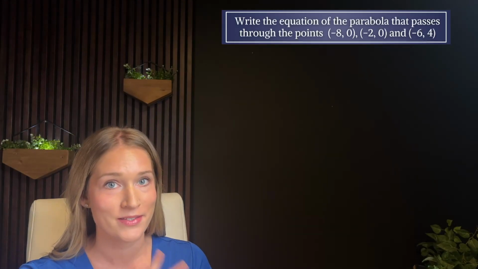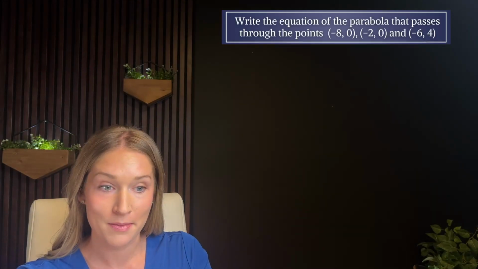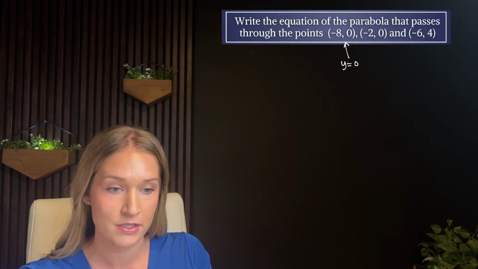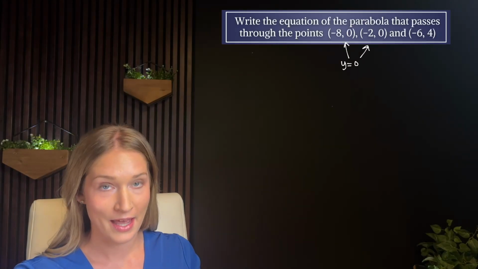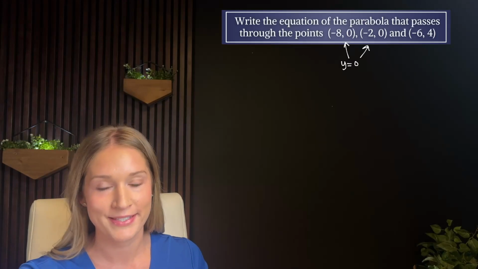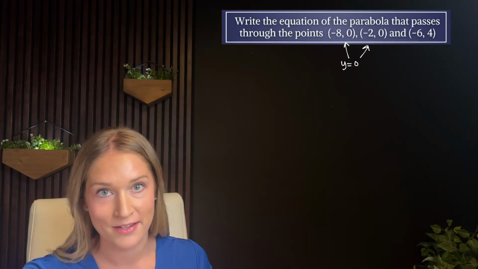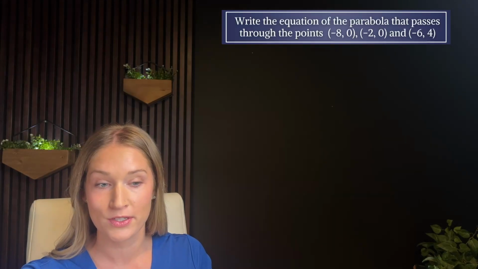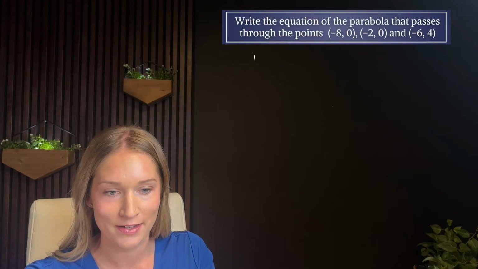them are your x-intercepts. And I know that because when I look at these 2 points, my y value equals 0. So that means that the x values are where our graph hits the x-axis, making them the x-intercepts. So because I have the x-intercepts, I'm going to use intercept form of a quadratic.